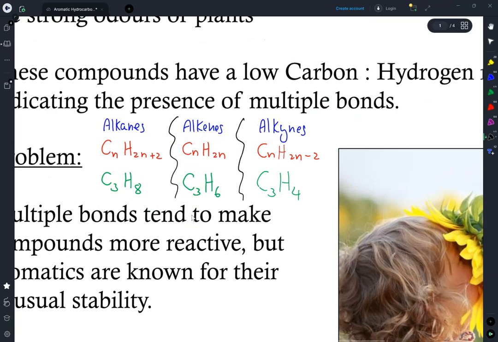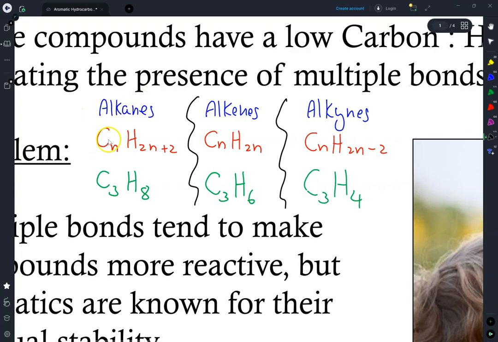If you'll recall, the general formula for alkanes is CnH2n+2, so C3H8 would be an example. The general formula for alkenes with double bonds is CnH2n, so C3H6 would be an example of that. And finally, alkynes had a general formula of CnH2n-2, so C3H4 would be an example of this. As you can see, the ratio of hydrogens to carbons is getting lower and lower and lower.